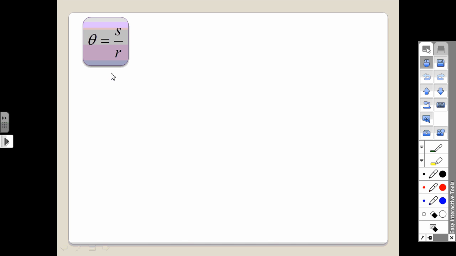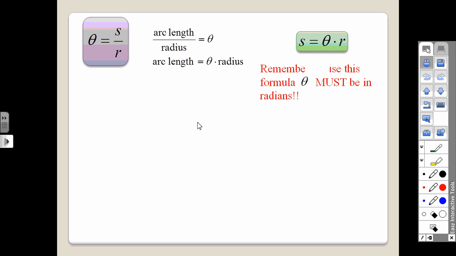If you recall from the previous section, the angle in radians is equal to the arc length divided by the radius. So we had this formula. If we cross multiply, we get the arc length is equal to theta, or the angle measure, times the radius. This can be useful if we know what the angle measure is and we know what the radius is. We can figure out what the arc length is. So it's another formula to calculate arc length.